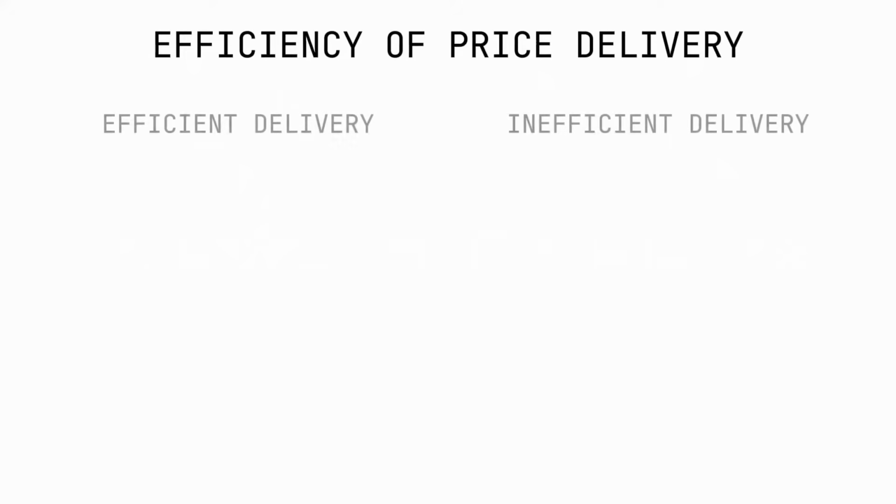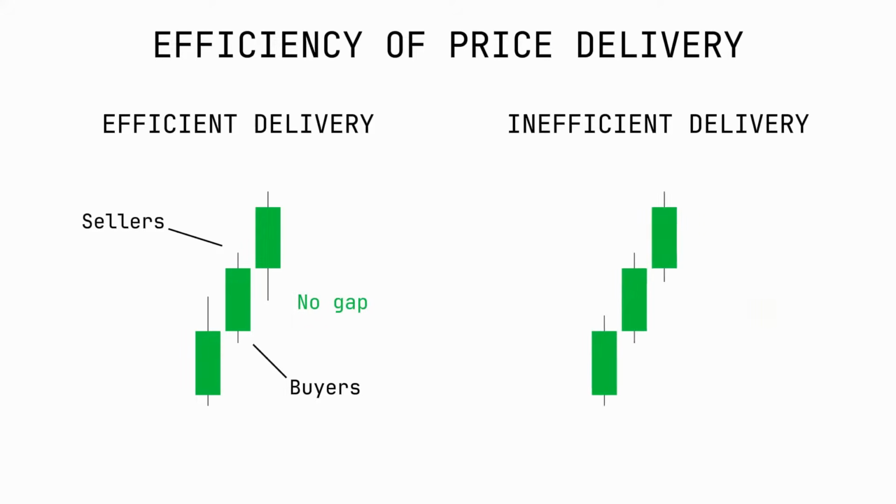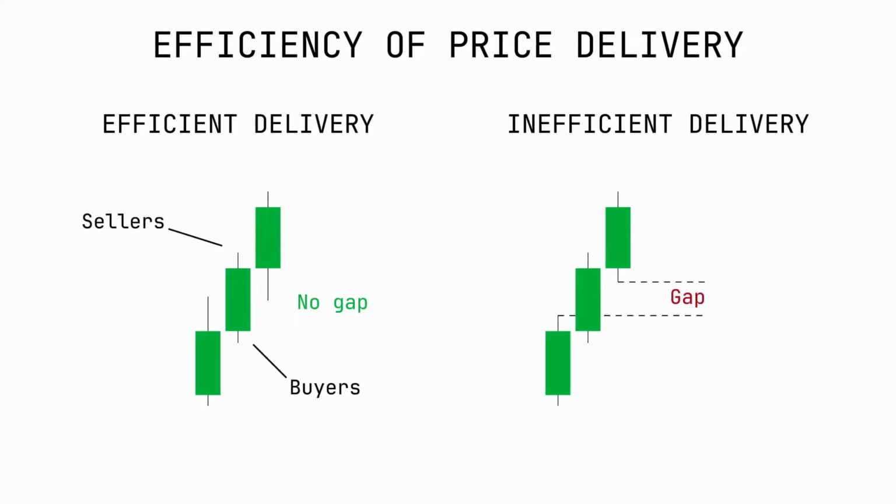Second, we look at the efficiency of price delivery. This also comes in 2 forms. Efficient price delivery, where both buyers and sellers are participating consistently, creating smoother price movement. One side may still dominate, but the exchange is steady. Inefficient price delivery, where the market moves too quickly through certain price ranges, leaving orders either unfilled or only partially filled. This indicates a lack of sufficient counter orders and is a signal of inefficiency.